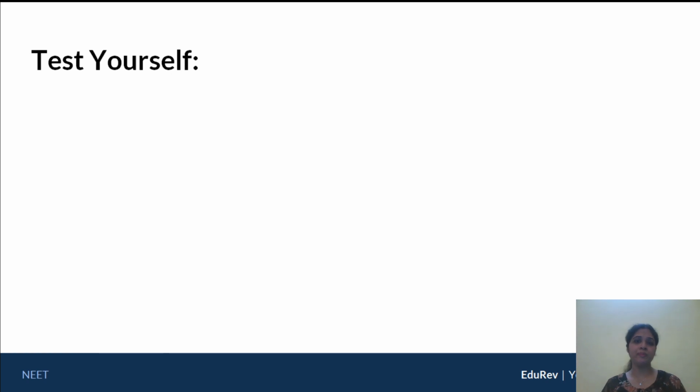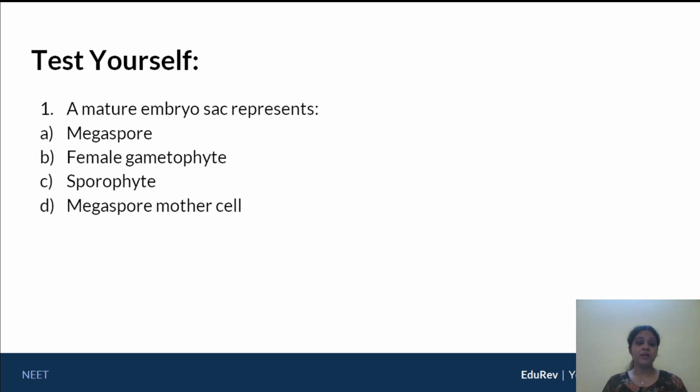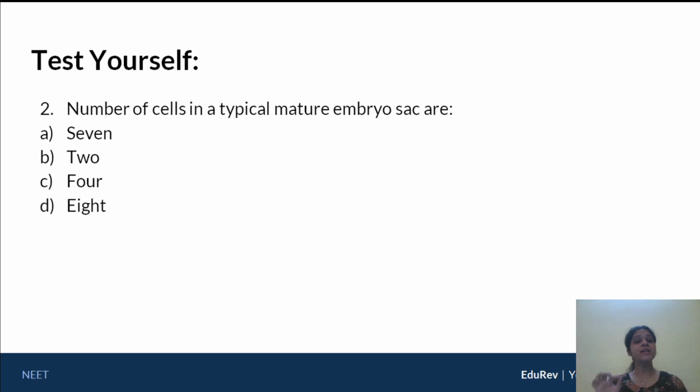So let us go through a couple of MCQs to familiarize ourselves with whatever we have studied. The first: a mature embryo sac represents the megaspore, female gametophyte, the sporophyte, or the megaspore mother cell. Very clearly, what is it representing? The embryo sac contains the female gamete, the egg cell, so definitely it has to be the female gametophyte. The next: the number of cells in a typical mature embryo sac are. So how many cells would you find? A mature embryo sac would imply that you're moving into the 7-cell stage. So the answer is option A, 7.